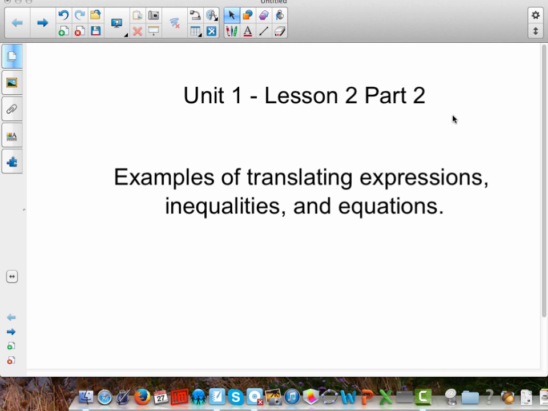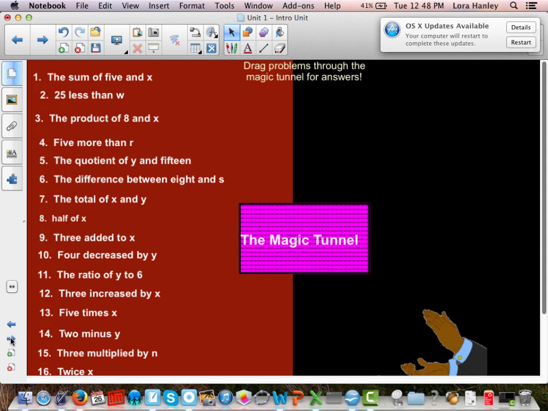The second part of this lesson in Unit 1, we are going to look at examples of translating expressions, equations, and inequalities. Okay, now that we've laid the groundwork, let's start translating. We'll just do a few of these.